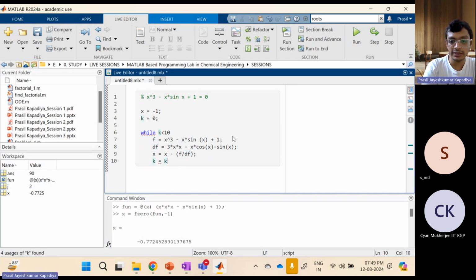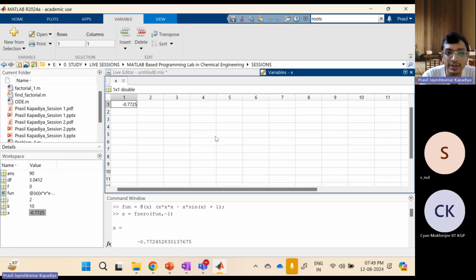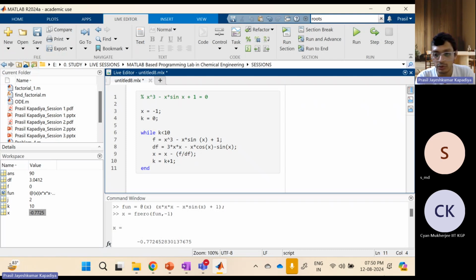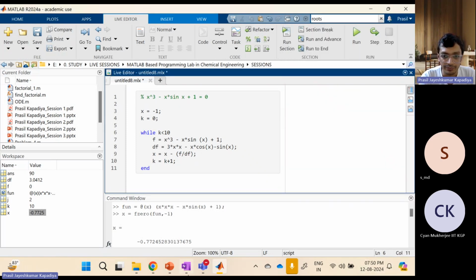K is equal to k plus 1. I need to increase the value of k by 1. And let's see what we are getting. So see, here also we are getting minus 0.77245283. It's the similar solution only. So this is how we can also solve the same problem using Newton-Raphson method.